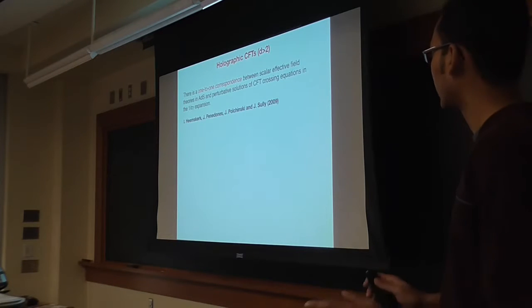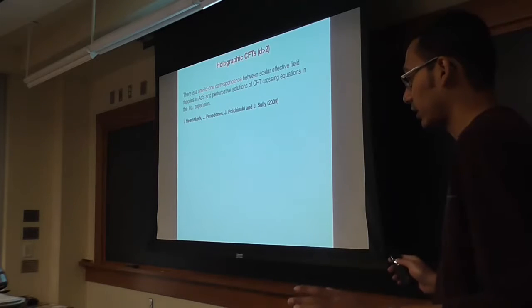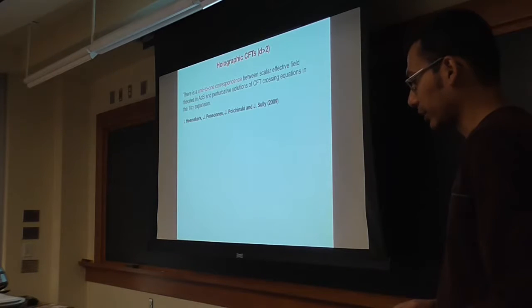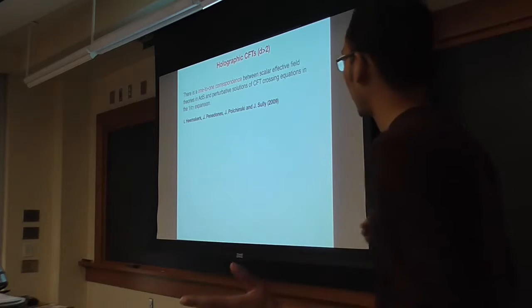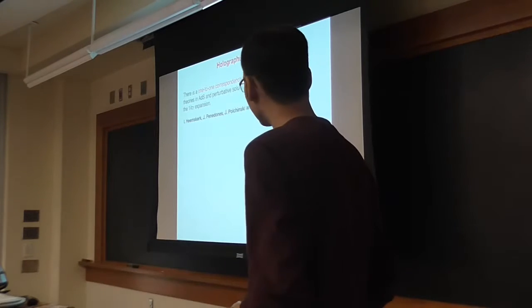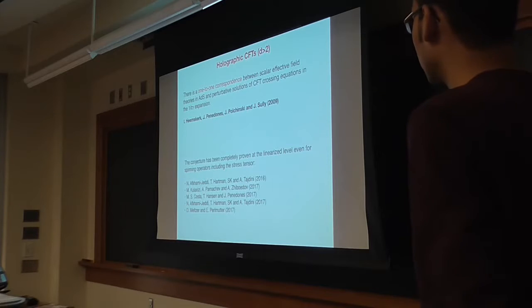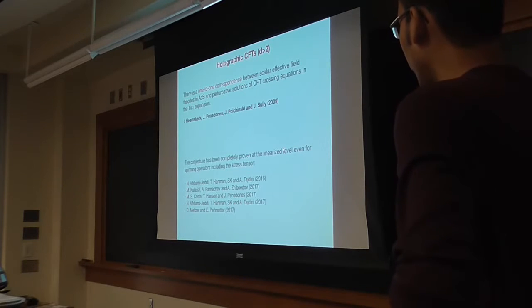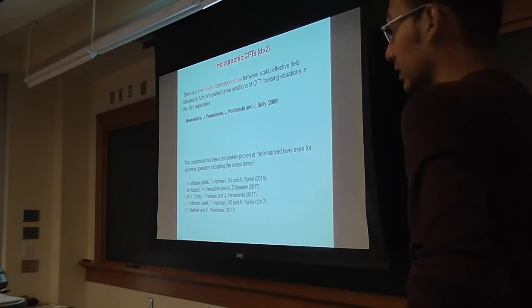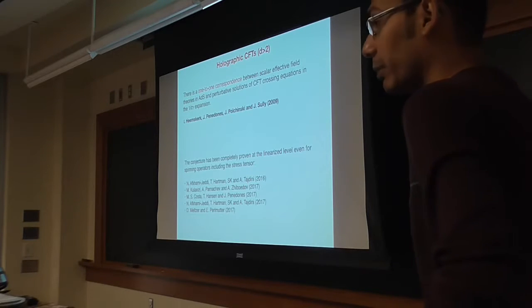After that, a lot of other papers appeared, and they basically verified the same statement in various different situations, where you have scalar operators, or more than one scalar operator, or some variation of that. But the conjecture has been completely proven at the linearized level very recently. It was shown that this conjecture is true even for spinning operators including the stress tensor, but only up to the 3-point function. For higher point functions, it's not known what's going to happen.